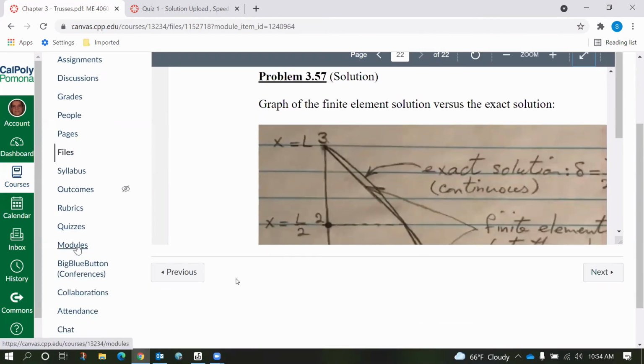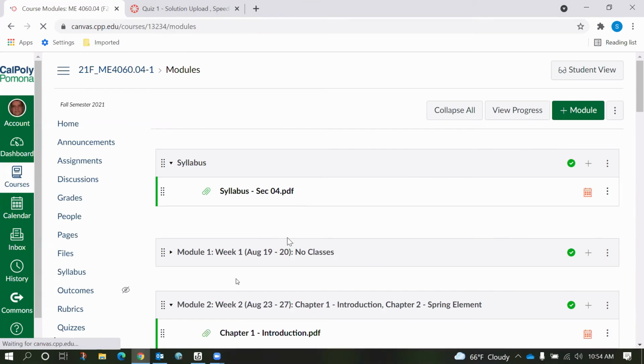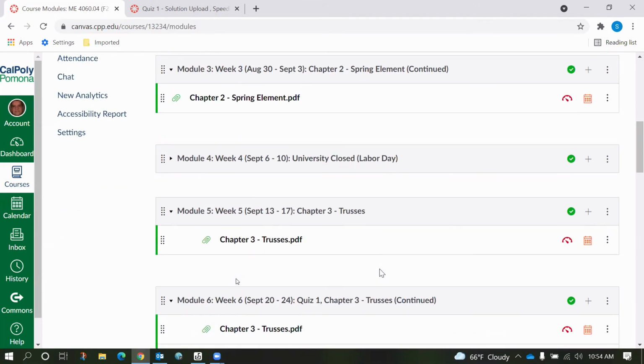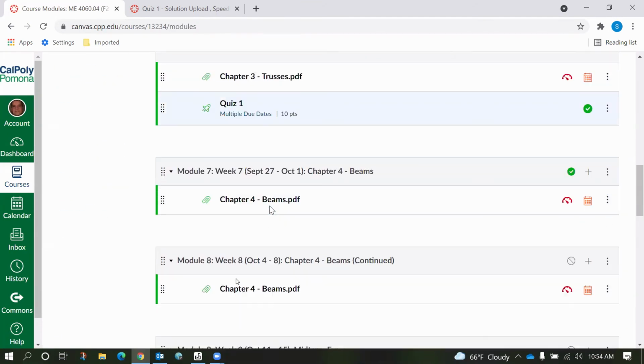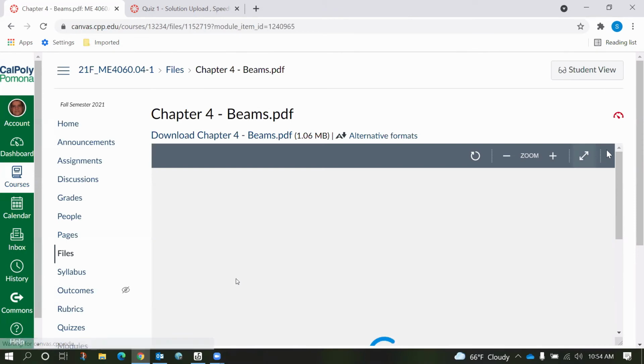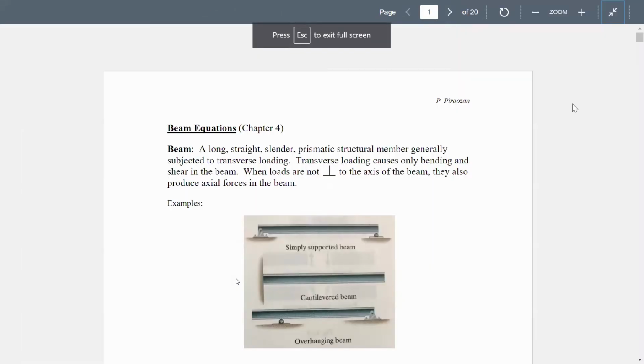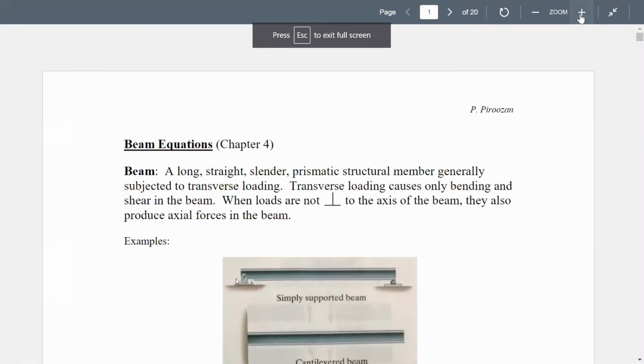Let's now talk about beams. So this is module 7. We are here September 27th, beams. So let me click on this one and start our discussion on beams.